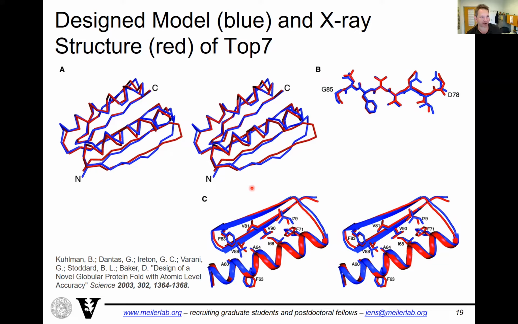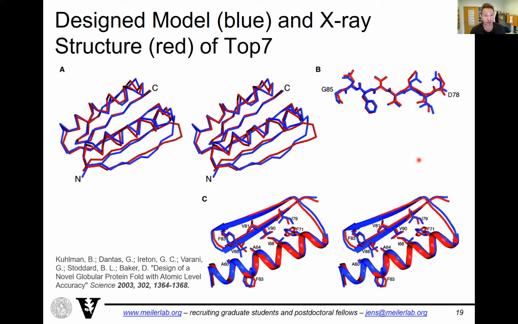And then the experimental structure was determined after the fact. And here we see a superimposition of the experimental structure and the protein sequence. And we do nicely see that there is a very good agreement to the precise conformation of the side chains between the experiment and the design.